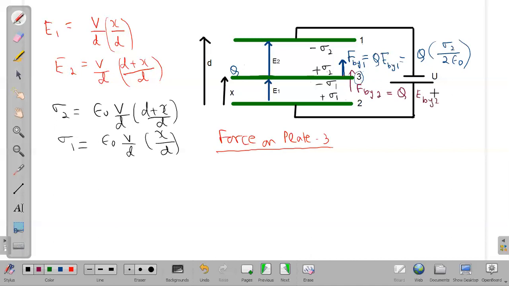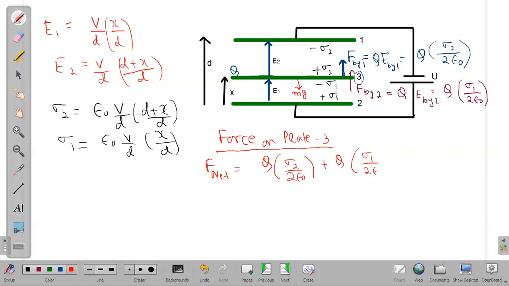plate number 2, which is again obtained by the same reasoning, that plate number 2 will act like an infinite sheet of charge having density sigma 1. So sigma 1 divided by 2 epsilon 0. And one more force will be present on this plate, which is the force of gravity, that is mg. So the total force acting on this plate will be equal to q times sigma 2 divided by 2 epsilon 0 plus q times sigma 1 divided by 2 epsilon 0 minus mg. This is the total force on plate number 3.